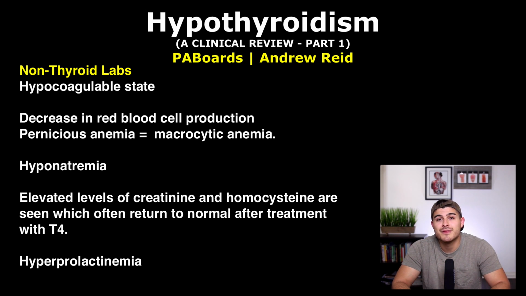Now, primary hypothyroidism stimulates increased TRH production, which can lead to hyperprolactinemia. Usually the prolactin level is going to be under 150. And like we said, once we correct the thyroid dysfunction, the prolactin levels return to normal. So these are laboratory features that might be seen in hypothyroidism.